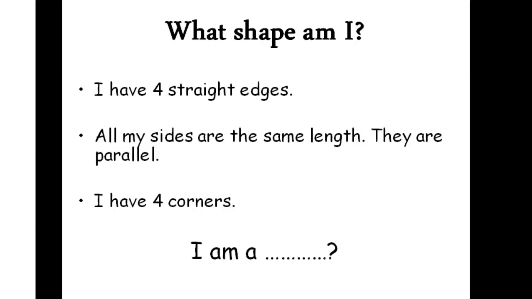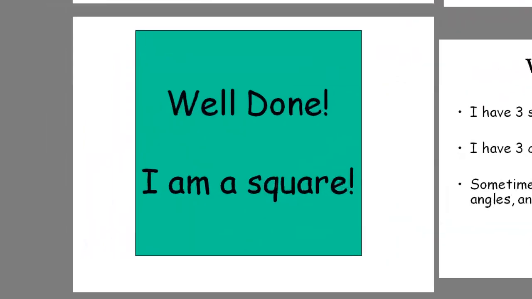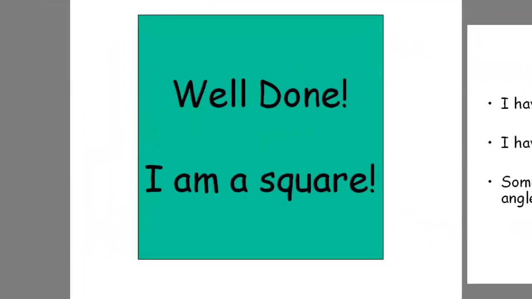No, the triangle has three straight edges and three sides. Is it the rectangle? No, not all the sides of the rectangle are the same. So, which shape has the same length for all of its sides? Excellent! It's a square. Bravo!